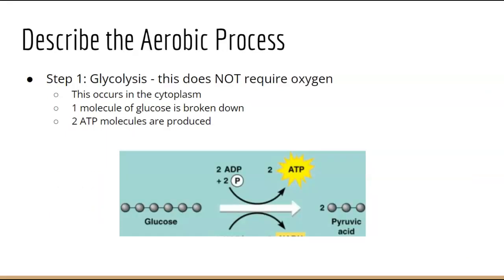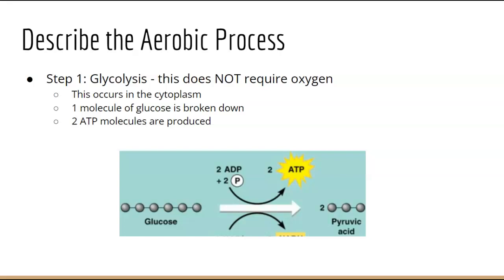Now, the aerobic process is more what humans do most of the time. Of course, we can go through lactic acid fermentation, but most of the time we're breathing oxygen, so we have oxygen at our disposal. This is broken down into 3 parts, and the first part is the same as what it was for the anaerobic process.